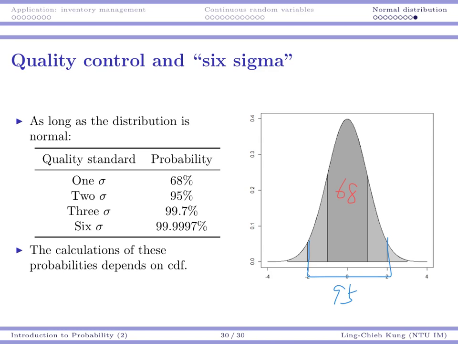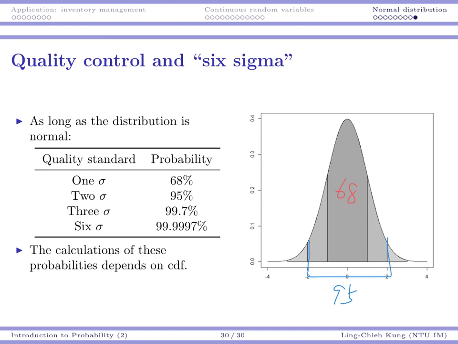So when we do quality control by imposing this 6 sigma standard, that means we want the products we manufacture to be all within the quality standard with this probability. We want almost all our products to satisfy our standard. So that means we are very strict in imposing that standard. That's the idea of 6 sigma. We want a very high yield rate for our products.